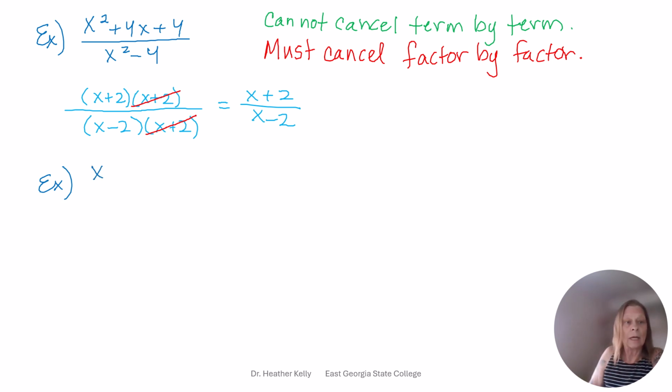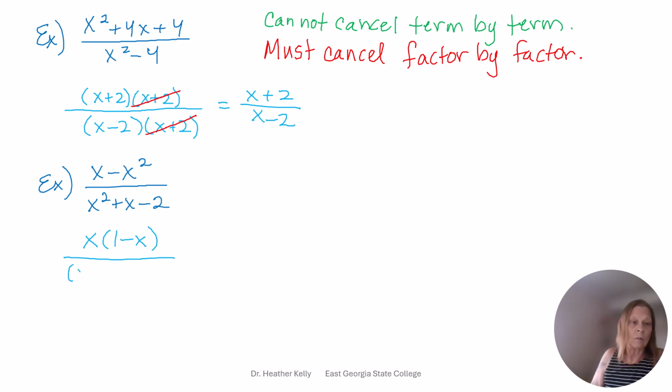Let's take a look at another one here. We have x minus x squared over x squared plus x minus 2. Again, we're going to factor each piece here. When we look at the numerator, we do have a square in it, and it's two pieces, and it's a difference, but it's definitely not the difference of squares. So we can pull an x out of the numerator, and we're left with 1 minus x. And then if we look at the denominator here, it's a trinomial that requires the AC method, and this is going to be x plus 2, x minus 1.